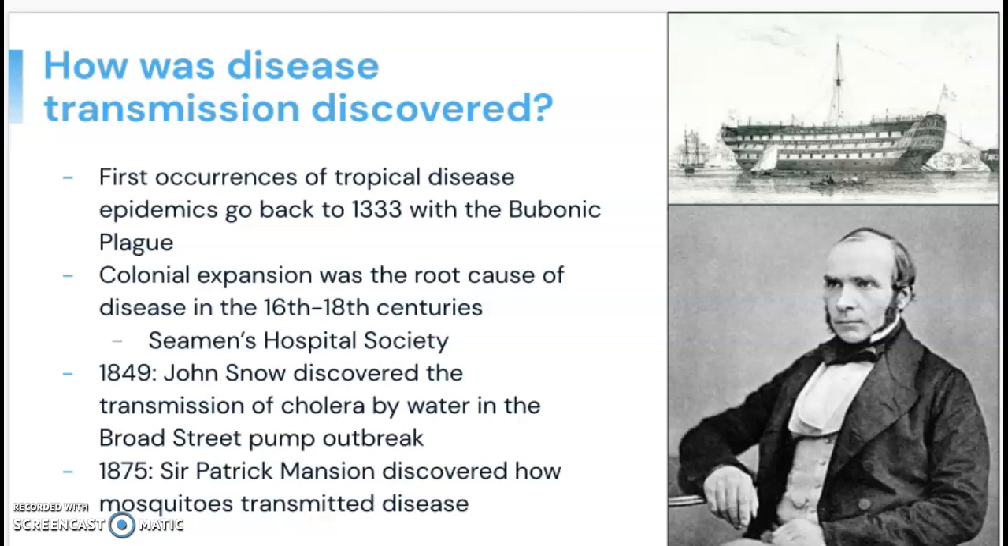It was such a wide problem that in 1821, the Seamen's Hospital Society was created to establish floating hospitals for people at sea who contracted diseases. Today, the organization is actually still going, and they are located at the St.